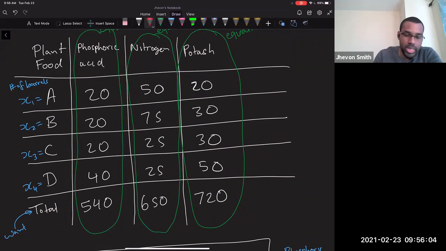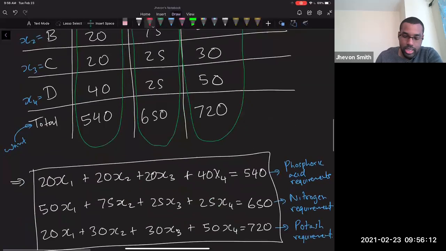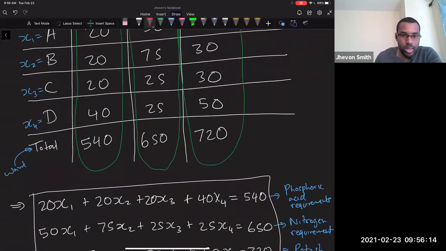For each barrel of mix A, I got 20 pounds of phosphoric acid. For B, it was the same. For C, it was the same. For D, it was 40. And I want the total to be 540. That leads me to the first equation here, right? So for every one of these, I get 20 pounds. For every one of these, I get 20 pounds. For every one of these, I get 20 pounds. For every one of these, I get 40 pounds. So we can get that there.